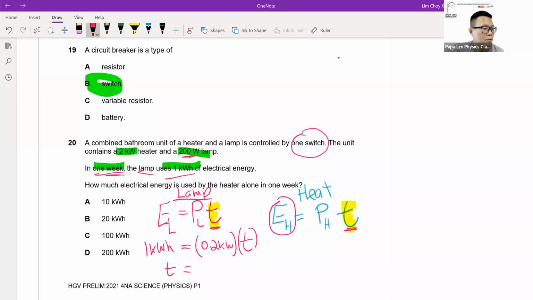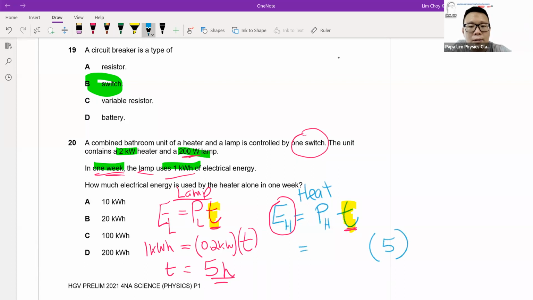Okay, give me a minute. 1 divided by 0.2, it will definitely be 5 hours. So you'll find that the answer will be 5 hours. So effectively, in 1 week, I use the lamp for 5 hours, which will also be the same time that I use for the heater. So the heater will be 5 hours.